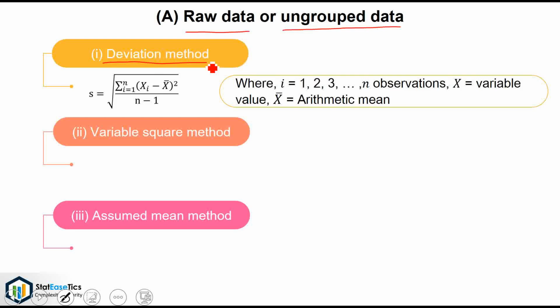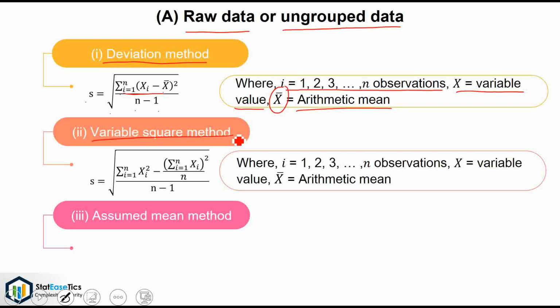The formulae for calculation of standard deviation for raw or ungrouped data are as follows. According to deviation method, standard deviation is equal to square root of summation i = 1 up to n (xi minus x bar) square divided by n minus 1, where i = 1, 2, 3 up to n observations, x is the variable value, and x bar is the arithmetic mean. According to variable square method, standard deviation is equal to square root of (summation i = 1 up to n xi square minus (summation i = 1 up to n xi) square divided by n) whole divided by n minus 1.